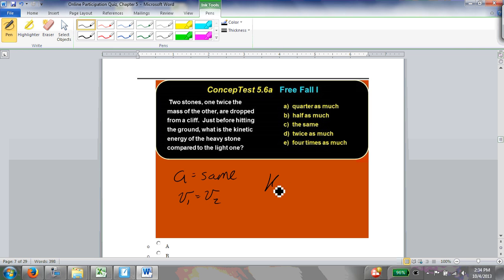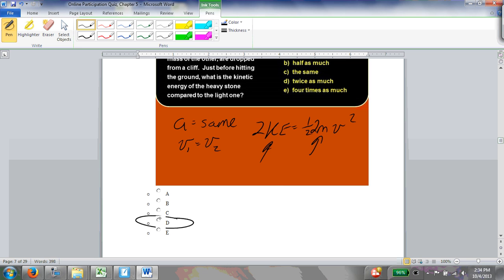However, they have different kinetic energies because the kinetic energy is proportional to the mass. So the one with the bigger mass will have the bigger kinetic energy. And so it's going to be a linear relationship. So if I have twice the mass, I have twice the kinetic energy. So the heavier stone has twice as much. That's option D.